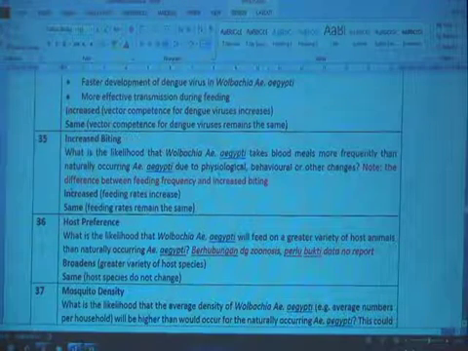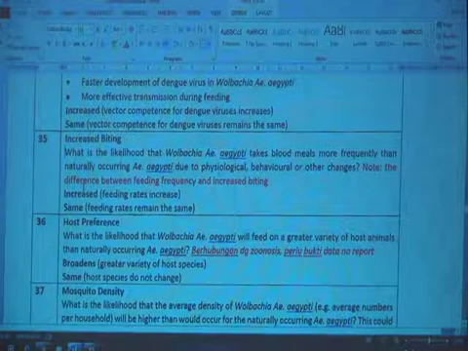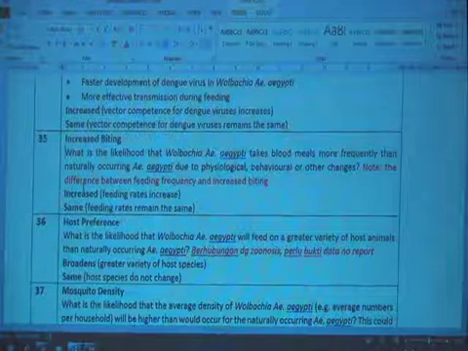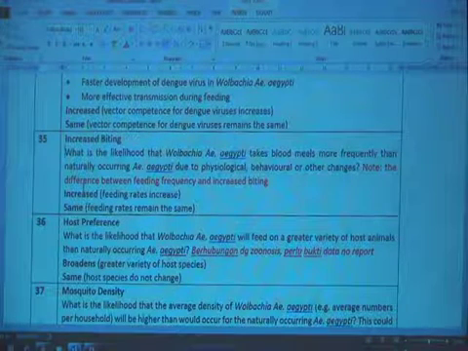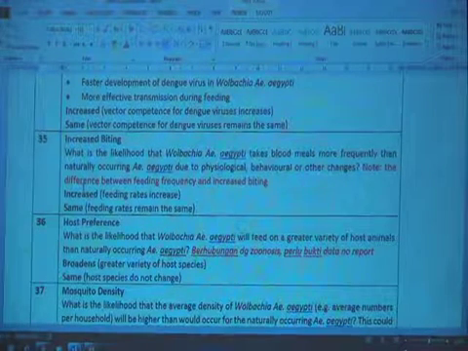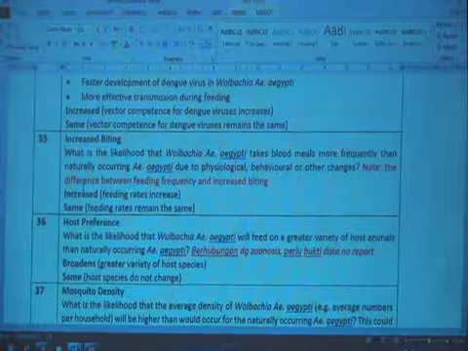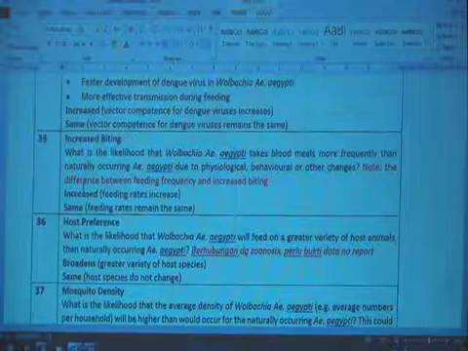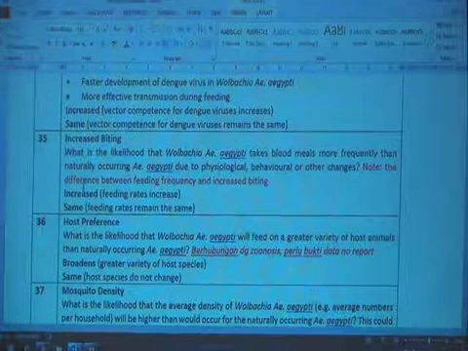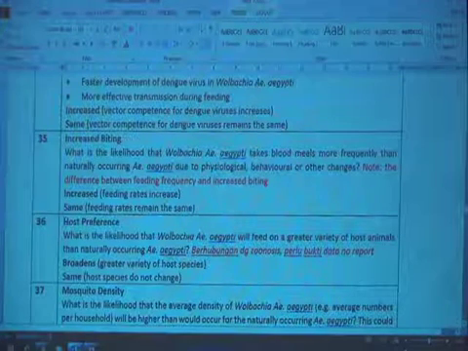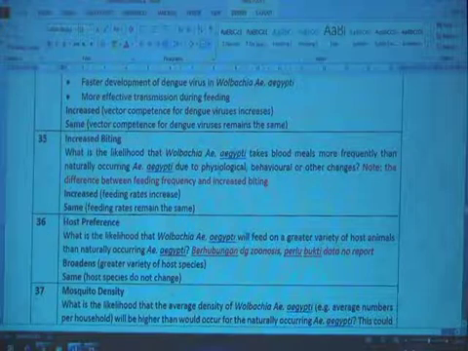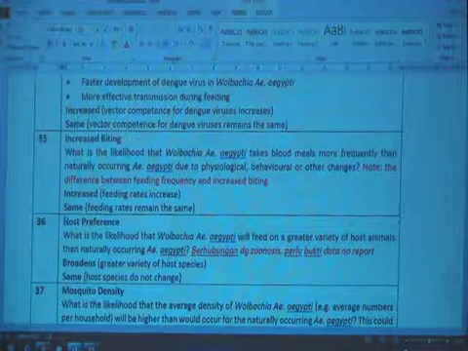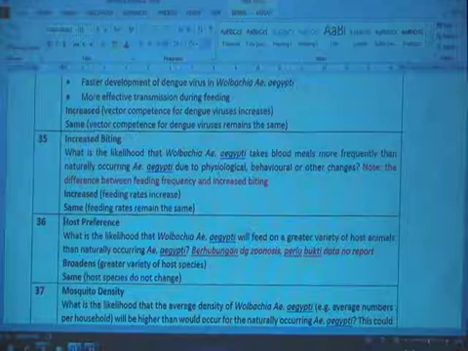So maybe we should clarify between the feeding frequency and increased biting, because the feeding frequency, we think that's for the male and female mosquitoes, while increased biting, maybe it's more related to the female mosquitoes. And host preference. For host preference, what's the likelihood that Wolbachia Aedes will feed on a greater variety of host animals than the natural Aedes?